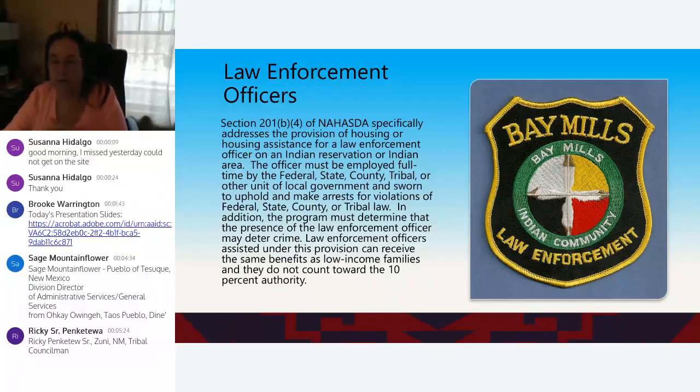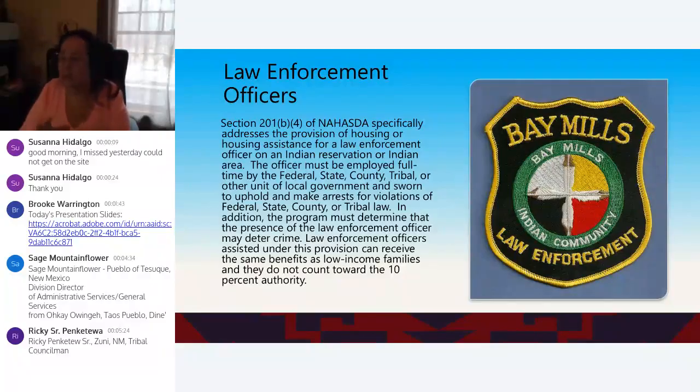So law enforcement officers, the NAHASDA statute itself actually has a provision at 201B that addresses the provision of housing and housing assistance for law enforcement officers on your Indian areas, your Indian reservations, your pueblos, your rancherias, however you are. And you can put them in your housing if that is what you as the executive director or your board of commissioners or your tribal council, depending on how you're set up, wants to do. They can be non-native. They can be over income. You have to make a statement along with the information that you put in their file that you have determined that the presence of that law enforcement may deter crime.